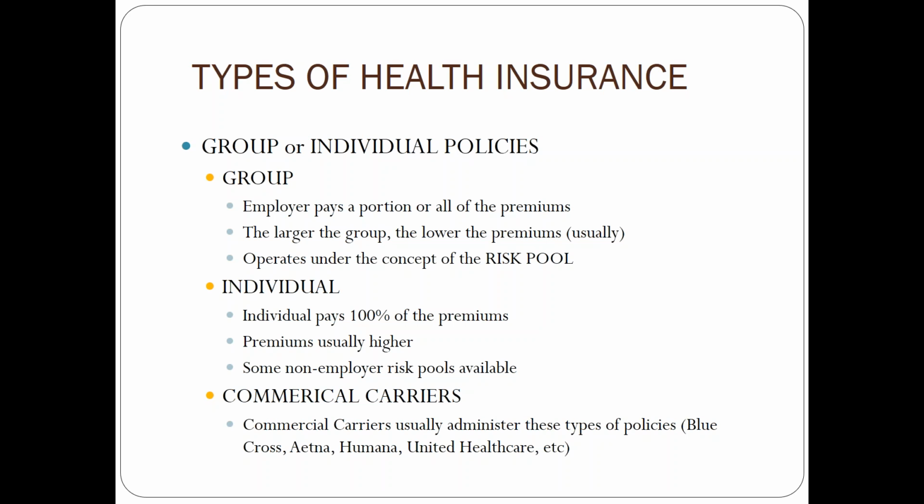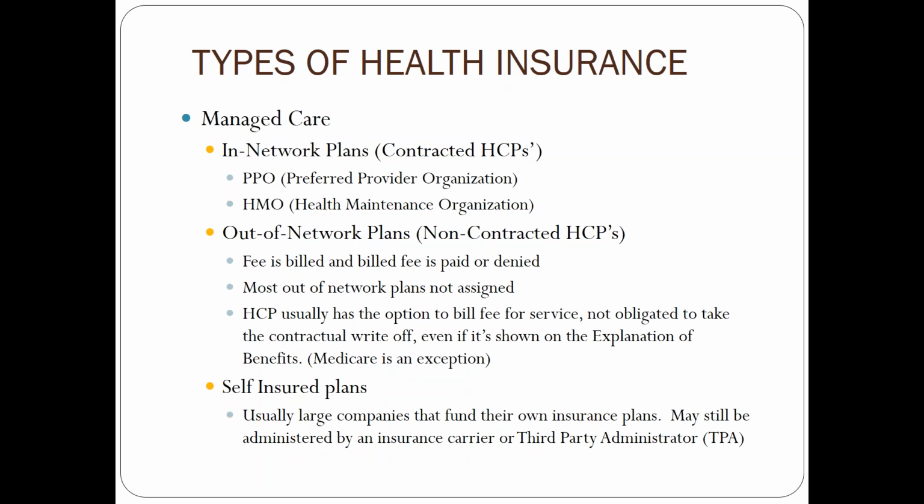You have commercial carriers. Now they usually are the ones who administer these types of policies. And the commercial carriers, again, are represented by companies such as Blue Cross, Aetna, Humana, United Healthcare, and so on. So you have the different types of insurance. Now within that insurance, they have different types of plans, okay? So what we're going to do is look at insurance as if we're peeling away the layers of an onion, okay? And the types of plans within different types of health insurance are usually referred to as managed care plans, okay?